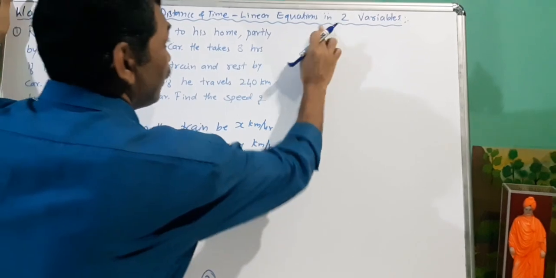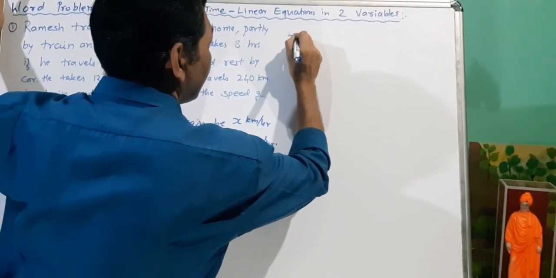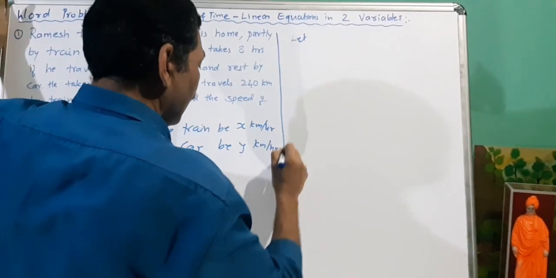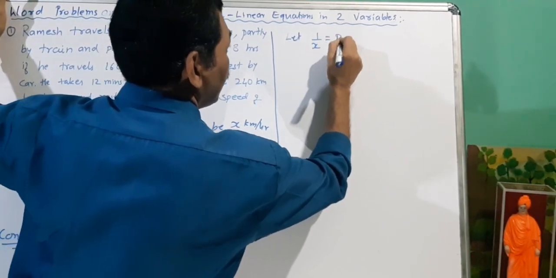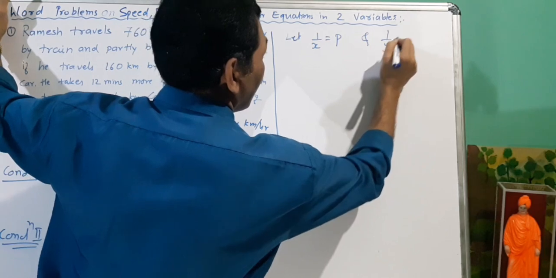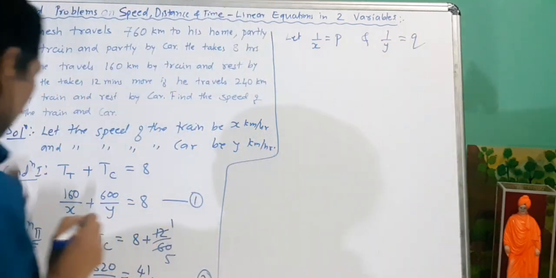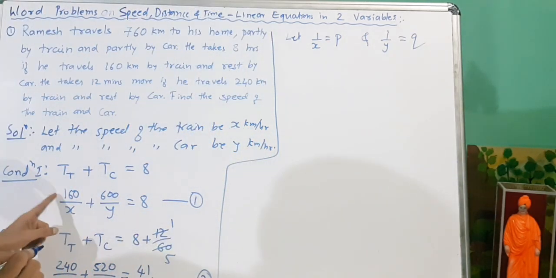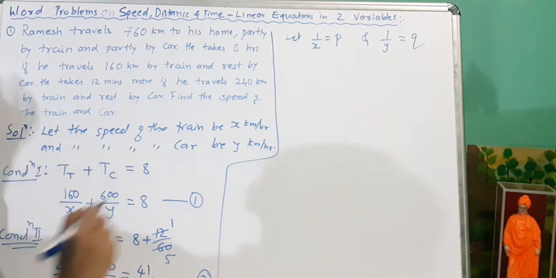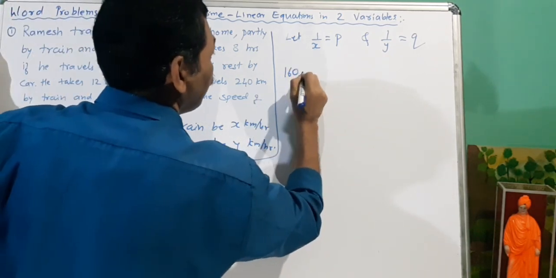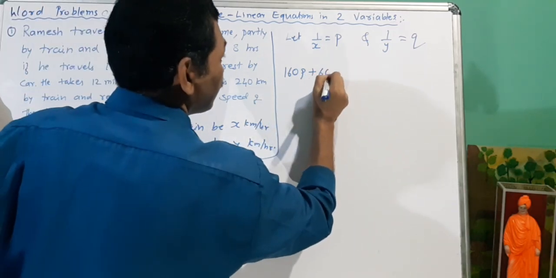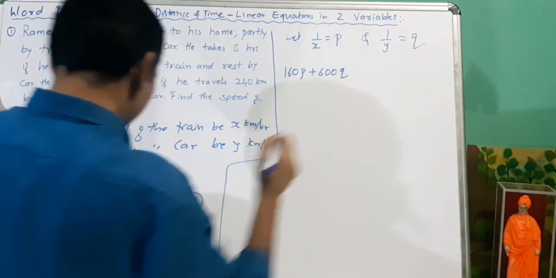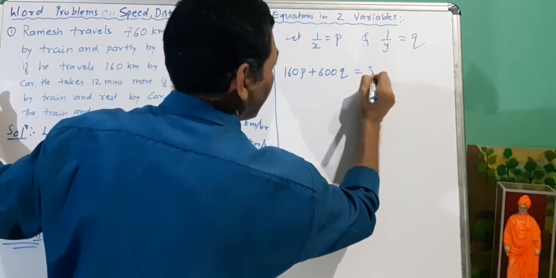Okay, so how to do it? We take let 1 upon x is equal to p and 1 upon y is equal to q. Therefore, what does equation 1 become? It is 160 into 1 upon x, so it is 160p plus 600q is equal to 8.